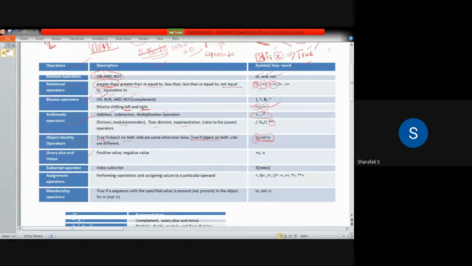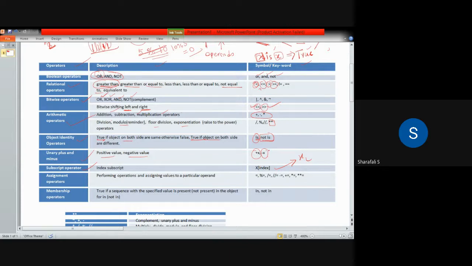And then we have these unary operators. We can use unary operators to give positive and negative values when we require some positive value, and in some cases some negative value. You can write plus x, minus x, like that, plus value, minus value. For that we use the unary plus and minus. And then we have the subscript operator. We can write it like x[index], so this index acts as the subscript, okay, like this.